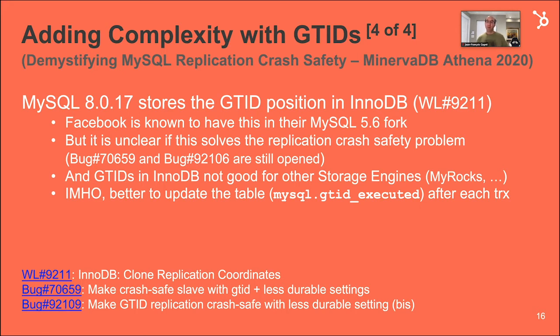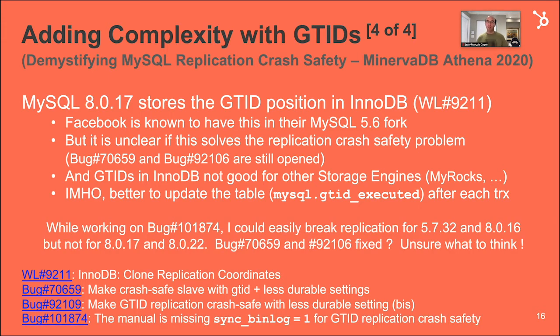And this is in InnoDB. This doesn't work for other storage engines like MyRocks or TokuDB. And remember that replication is built at the MySQL server level. It's not built in the storage engine. And now this GTID position is in InnoDB. It is kind of like if we rely on this for replication, we're being intrusive in the design of MySQL. So in my opinion, it would be much better to update the GTID executed table after each transaction.